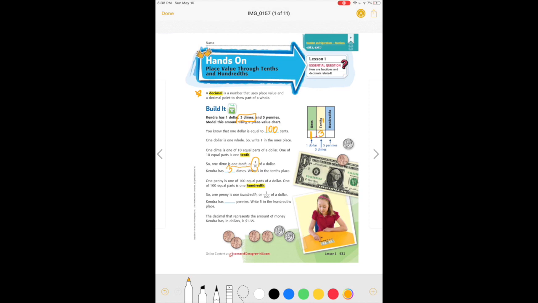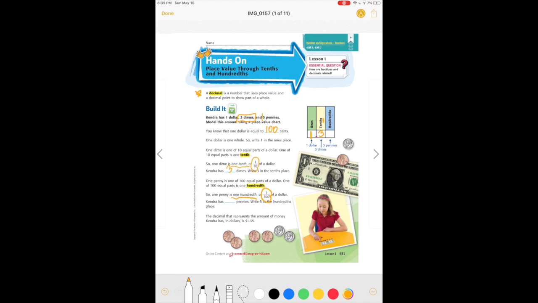1 penny is 1/100 equal parts of a dollar. So I need 100 pennies to make a dollar. Each penny is 1/100th. If I put all 100 together, I have one whole. 1 of 100 equals 1 part, one hundredth. So 1 penny is one hundredth of a dollar. There are 2 ways. You can write it in words or as a fraction.